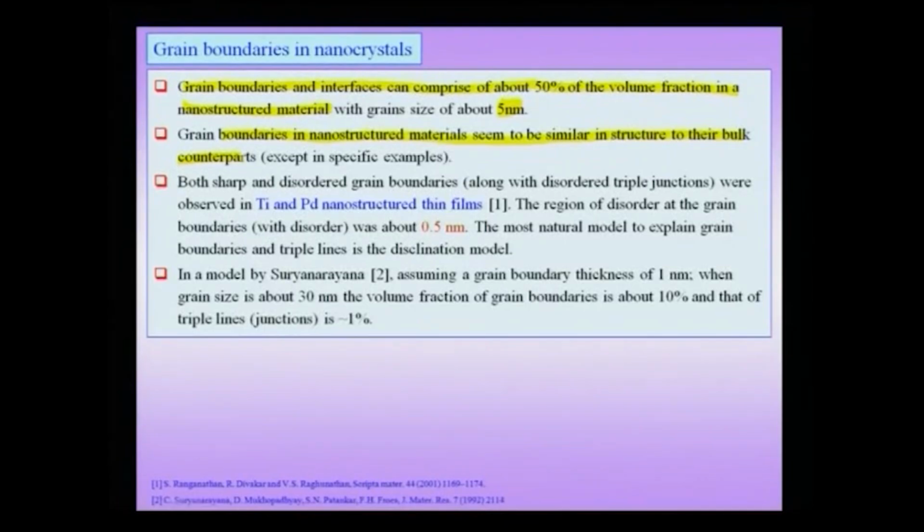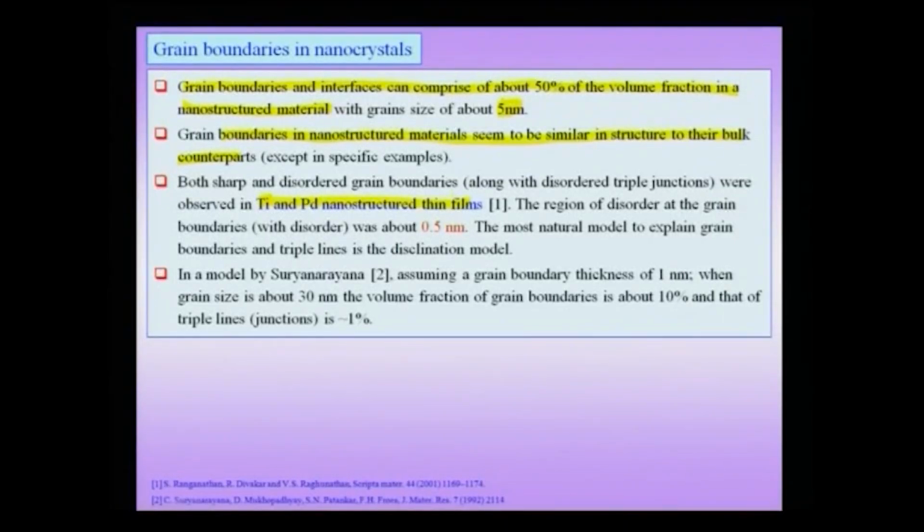And a lot of investigations have been undertaken in this area to understand grain boundaries in nanostructured materials. We will just consider a couple of examples here to understand how they can be similar, how they can be different. For instance, if you look at titanium palladium nanostructured thin films, you see that both sharp and disordered grain boundaries are seen, along with disordered triple junctions. So, that means there are sharp grain boundaries which are very similar to the bulk counterpart, but there are also grain boundaries showing considerable disorder, and this characterization was done by transmission electron microscopy.